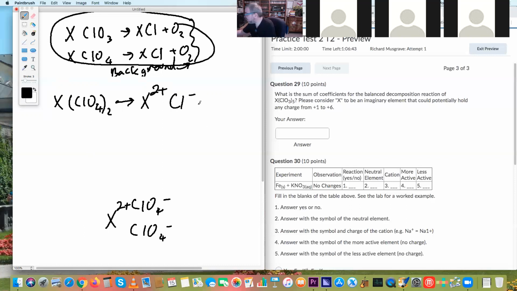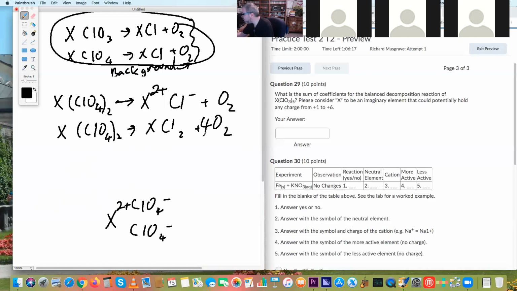And we know it's going to combine with Cl minus to give a chloride. And we're going to have oxygen O2 as a product. The compound would be XCl2 plus O2. And then we need to balance it. We've got 2 Cls, that's okay, 1 X, that's all right. 4 times 2 is 8 on the oxygens. Put a 4 in front of it. The answer there would be 6. 1 plus 1 plus 4.